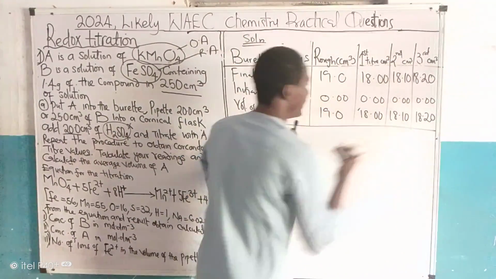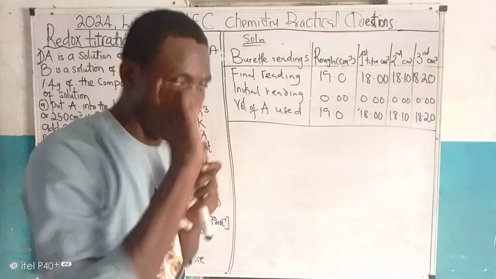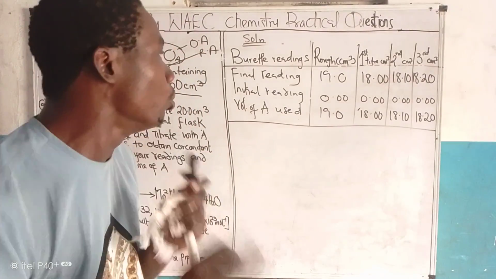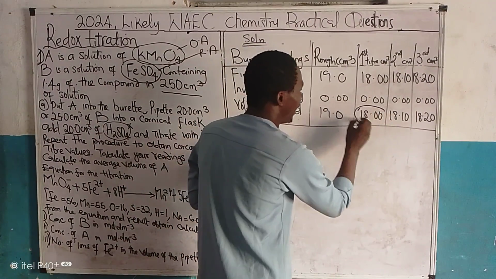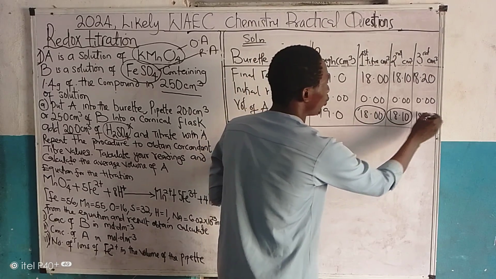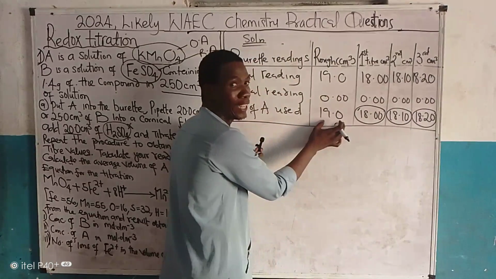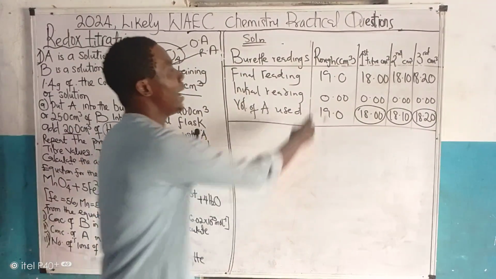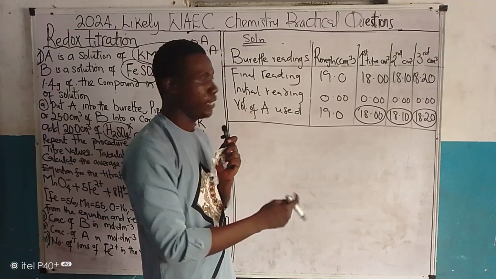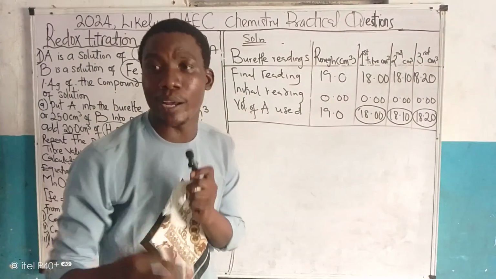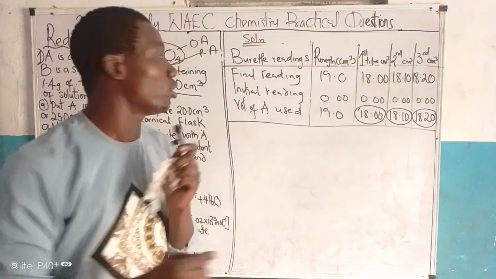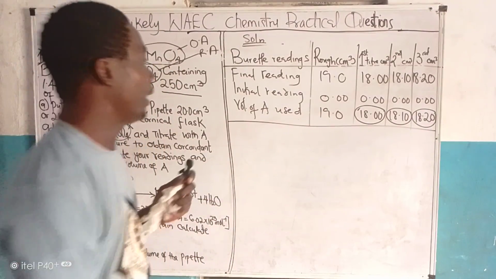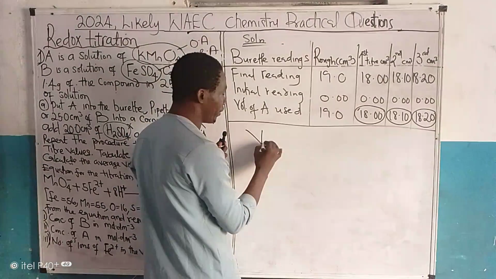acid. What is the average volume of A used? The average volume of A used is to add this one to this one to this one. Remember, you don't need to add your rough because your rough is so far from the actual readings. You can put any value as your rough here. Like I told you, because you're already aware that it's 18, you can put your rough as 19. Okay? So the average volume of A is what?